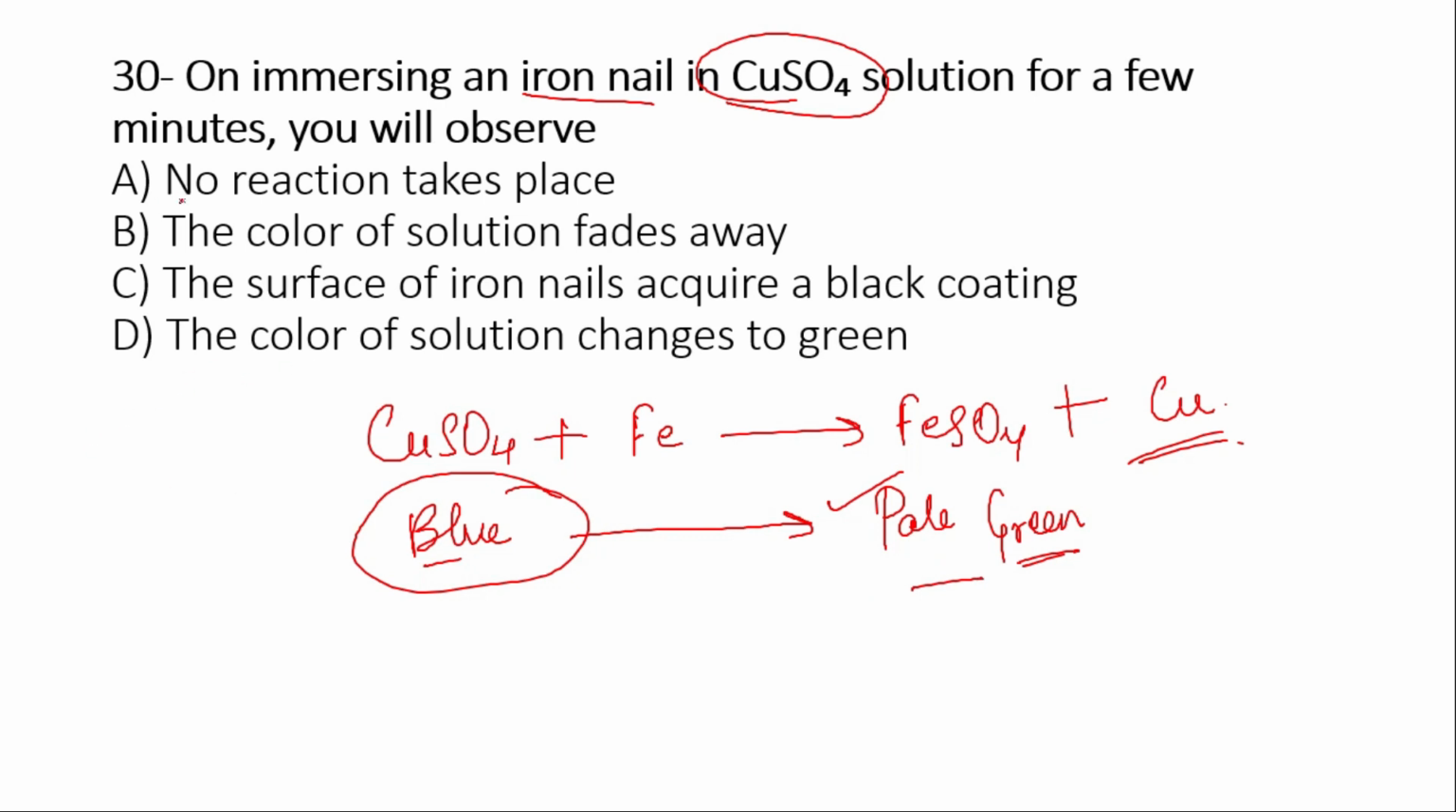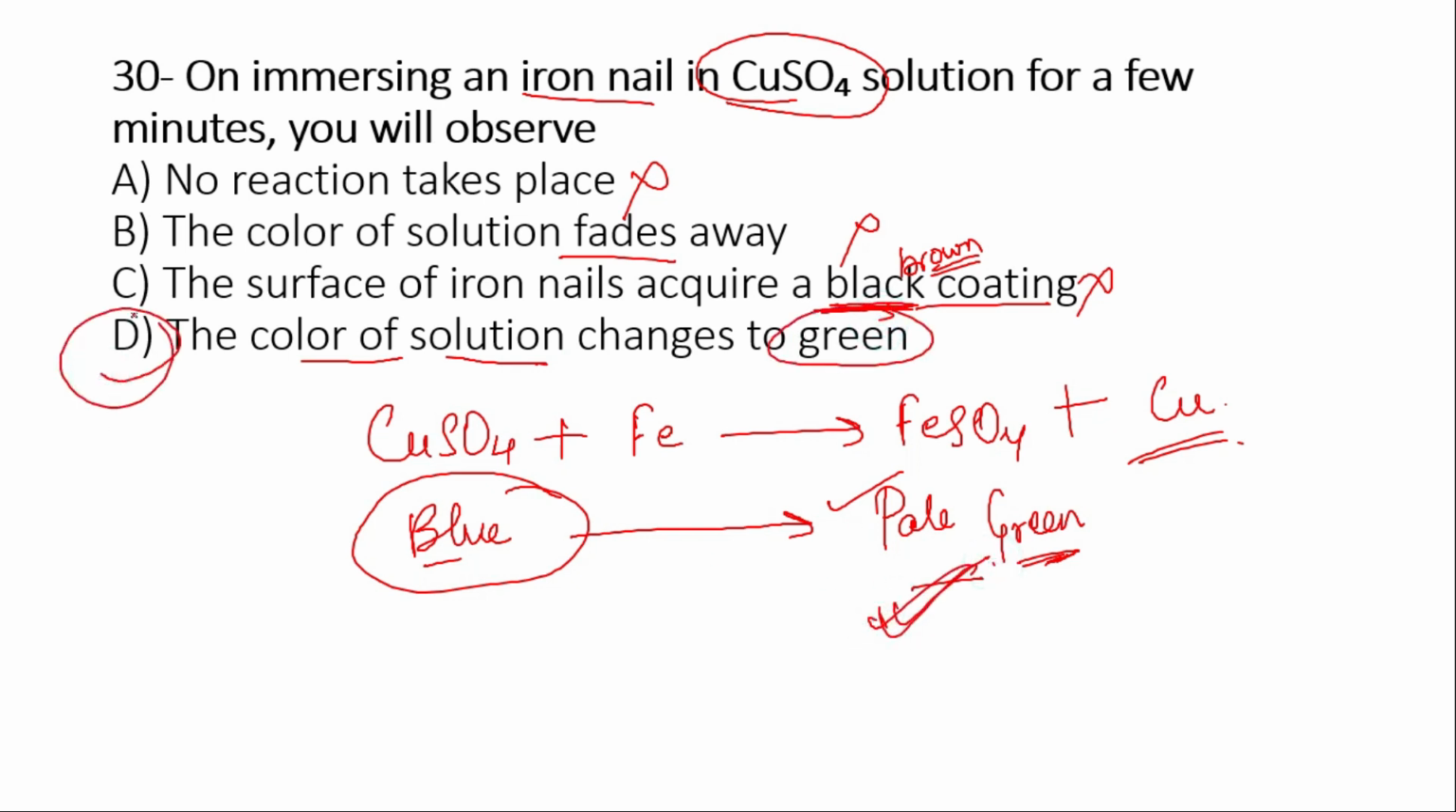So the correct option will be, see, the reaction is taking place, so A is not the correct one. The color of the solution fades. Yes, somewhere the color of the solution fades, but along with that green color is also appearing, so this is also wrong. Then the surface of the iron nail acquires black. If this were right, it would not be black, it would be brown, because the color of copper is brown. So the coating of copper should be brown, which means this is also incorrect. What about option D? The color of the solution changes to green, and that is what we have seen in the reaction, right? So the correct option will be option D.